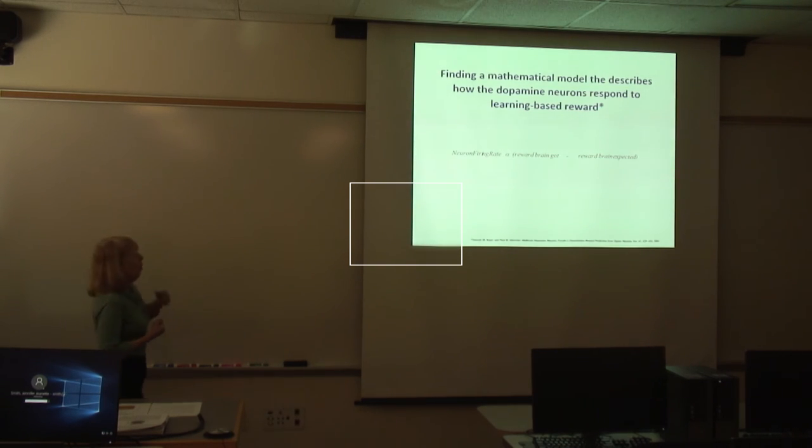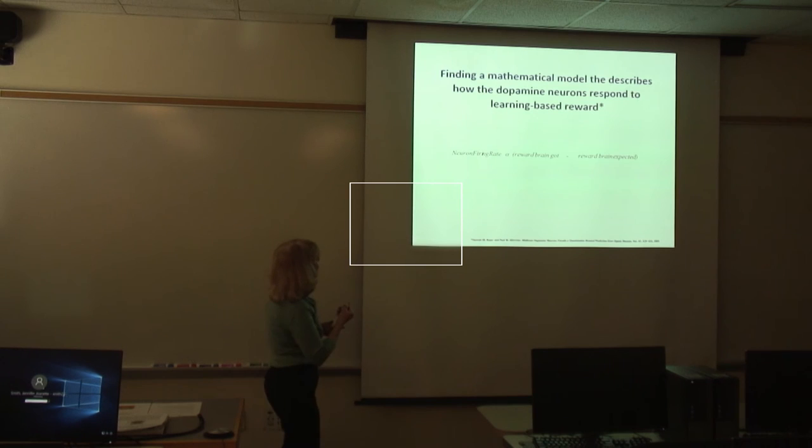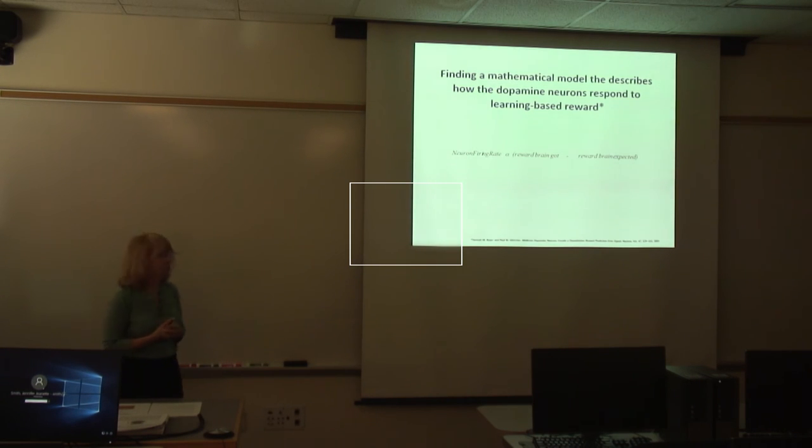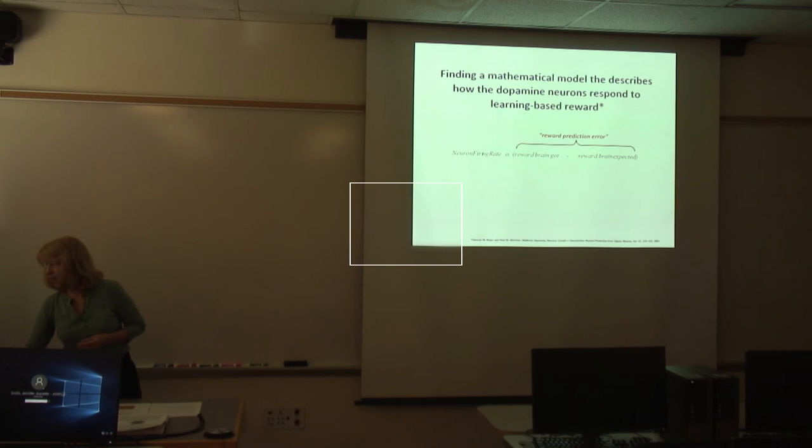So what we want to do now is try and find a mathematical model that describes how the dopamine neurons respond to a learning-based reward, an implicit learning-based reward. And the neuron firing rate is proportional to the reward that the brain gets versus the reward that the brain expected. And where does the brain learn what it expected? Like all of us learn what we expect from past experience. So this is called the reward prediction error.